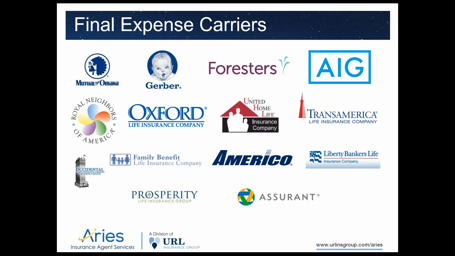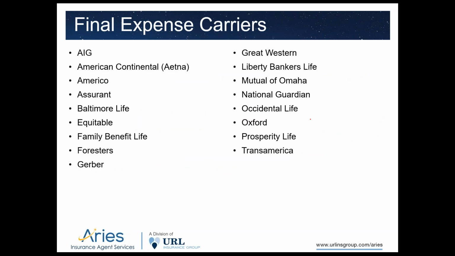Here's a snapshot of some of our final expense carriers that we have in our portfolio. If you break that down, we'll go over some of the carriers that are some of our bigger sellers here at URL. For guaranteed issue, our two top sellers are AIG and Gerber.